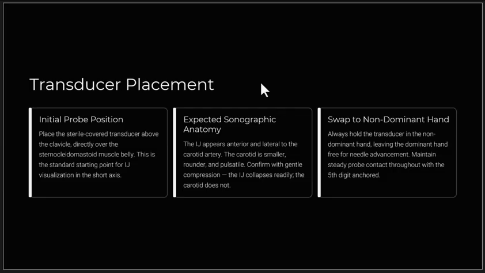When it comes time to actually deliver the needle and do the procedure, you're going to want to swap the transducer to your non-dominant hand and use your dominant hand for delivery of that needle. And remember, hold the probe low down near the neck of the probe, and stabilize your hand using the 4th and 5th digits to help keep your hand steady so that you have less movement, less wobbling during the procedure.